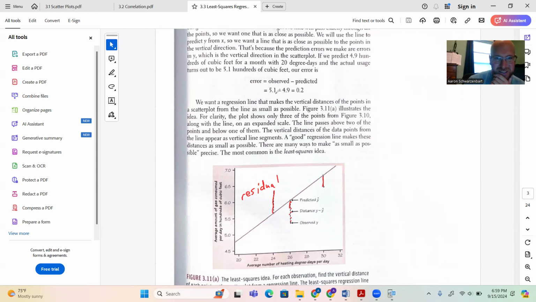So observed minus predicted is called the error. The least squares regression line is about minimizing that error squared. So the value of the error squared is minimal. If you just do the value of the error, it should come out to be 0 because you got some positive, some negative, and they should add up to 0. So that's why they do squared. Squared makes them all positive. We minimize the squared errors.